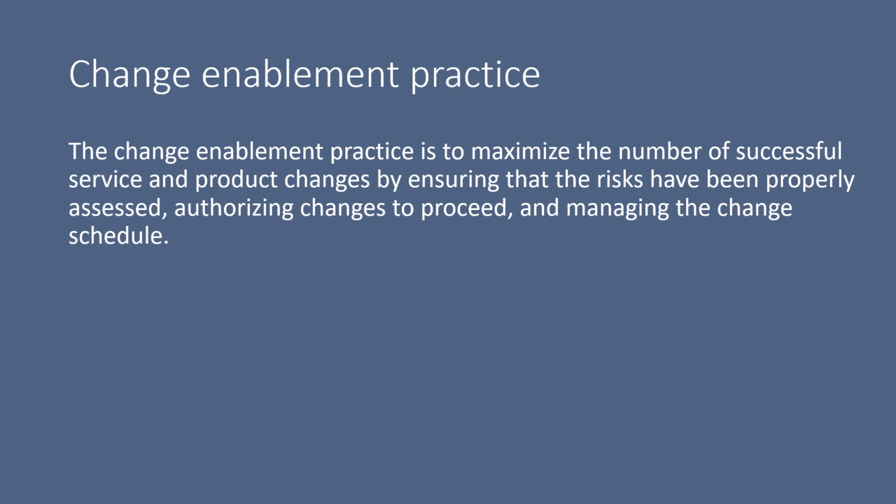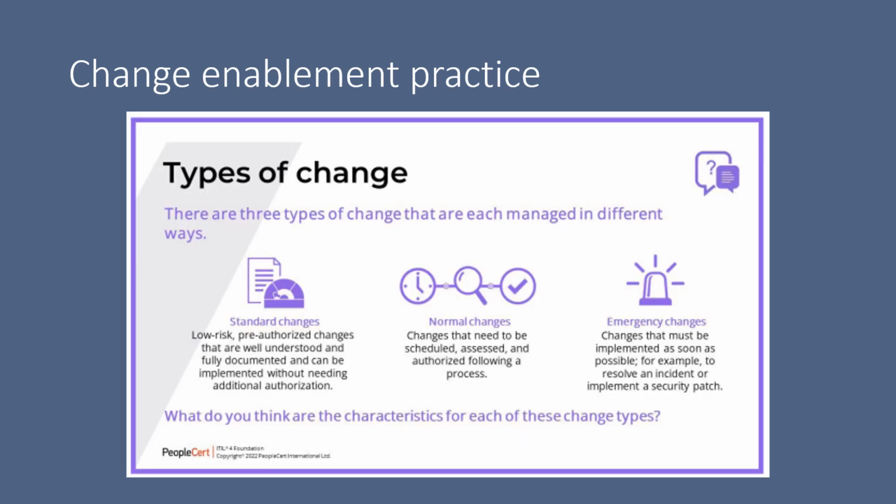It is important to distinguish change enablement from organizational change management. Organizational change management manages the people aspects of changes to ensure that improvements and organizational transformation initiatives are implemented successfully. Change enablement is usually focused on changes in products and services. There are three types of changes: standard, normal, and emergency changes.